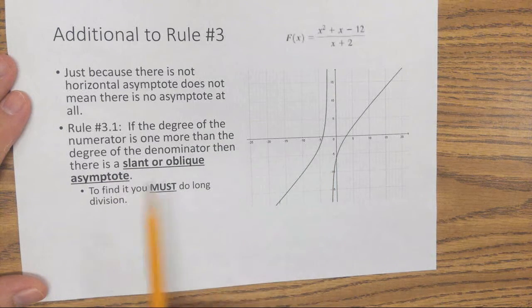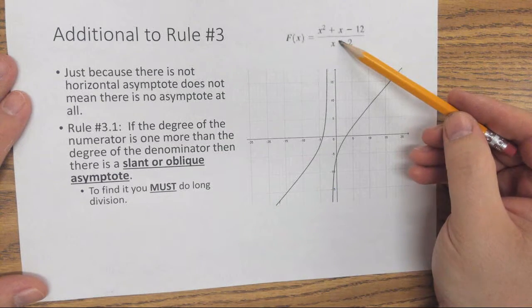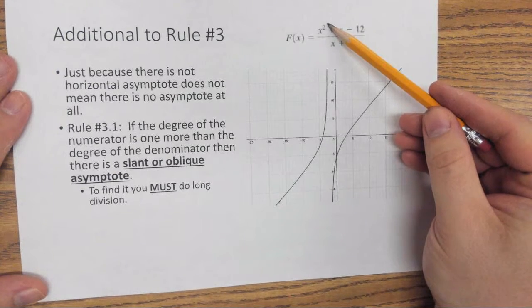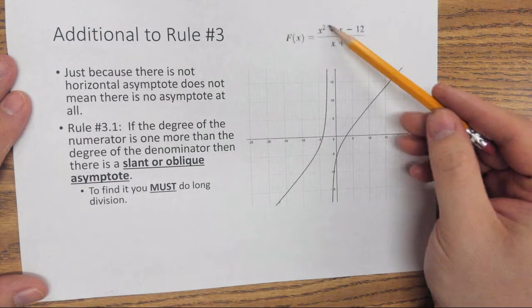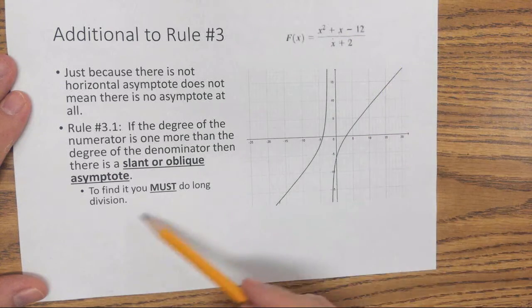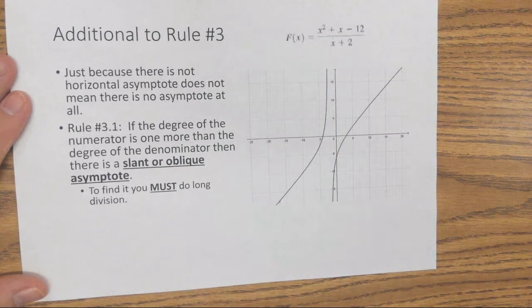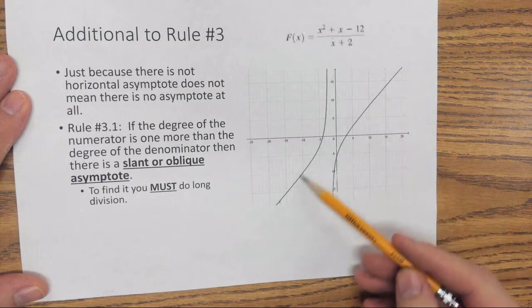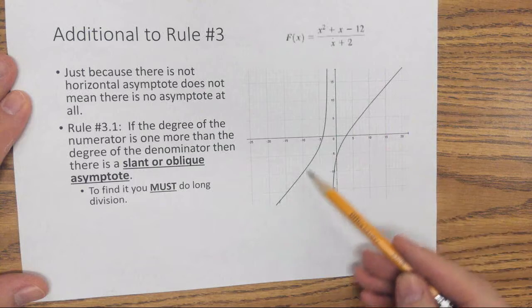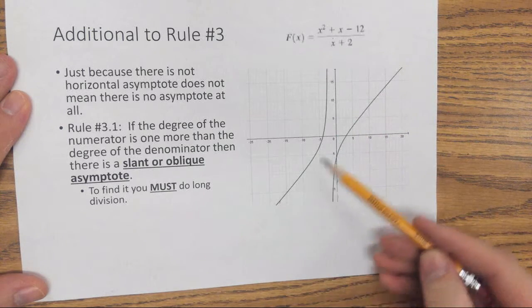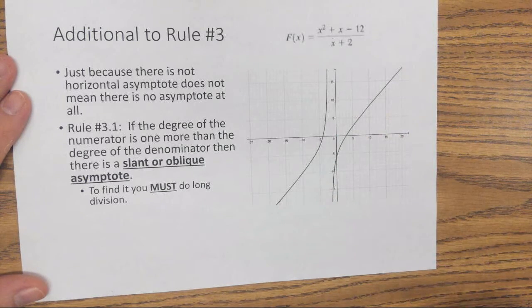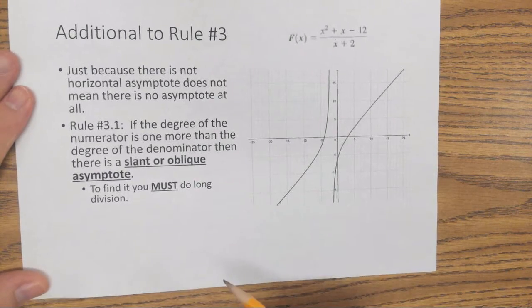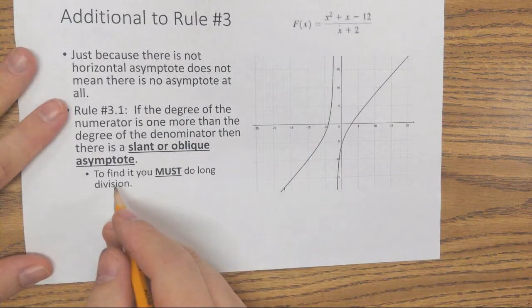In order to find this, you must do long division. Because this could be x cubed, and this could be x to the fourth. If it's one more, you're going to do long division in order to find this slant asymptote. Now, this slant asymptote is just a line, just like the horizontal asymptote, but it's in the form of y equals mx plus b. So let's finish this one up by doing that.